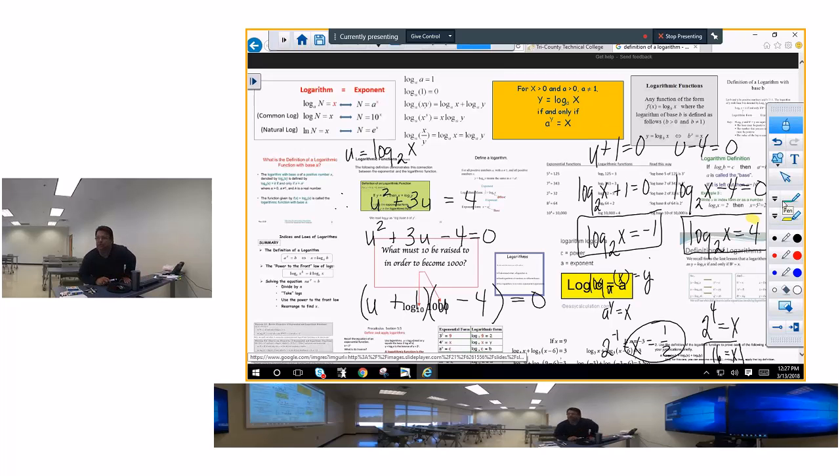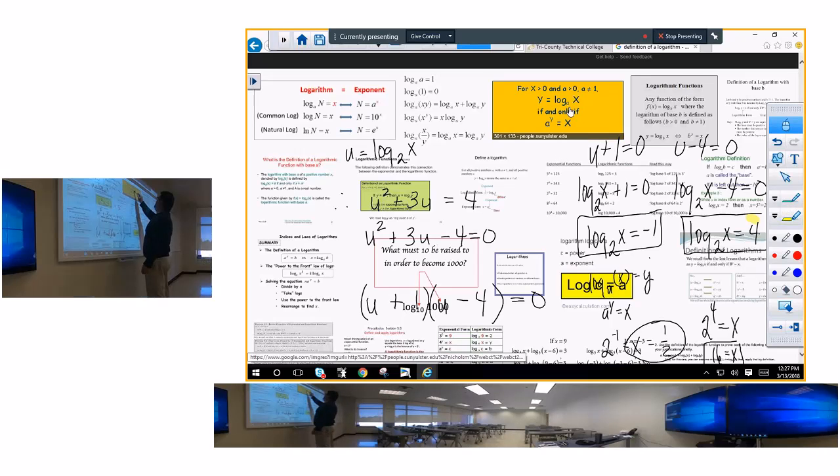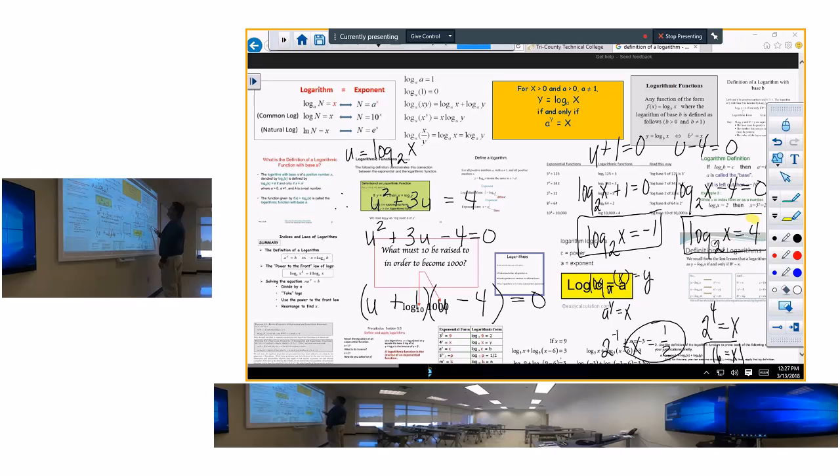a to the y. So let's look and see what I wrote down. So here's the two right here. A to the y. So okay, I did transpose it. A to the y is equal to x. Log base a of x. So x is equal to a to the y. That's going to be 2 to the negative 1. I still think I got it right, but let's see.